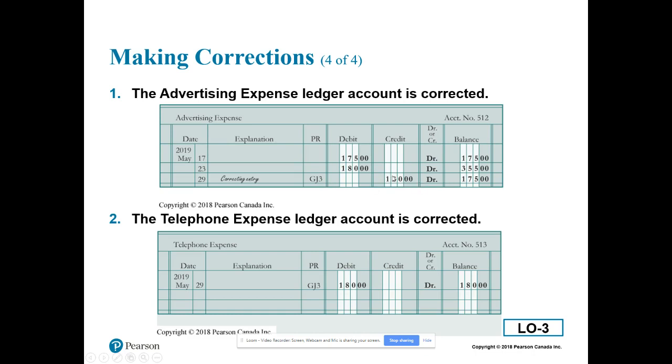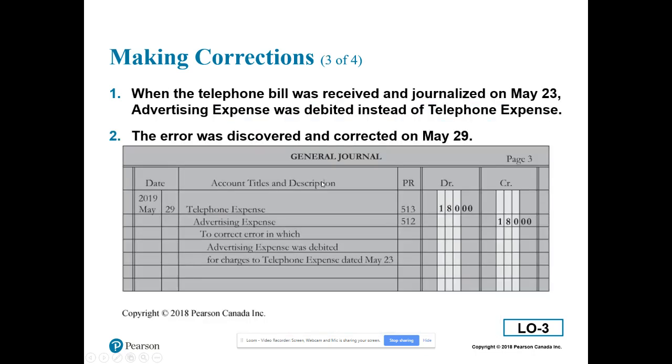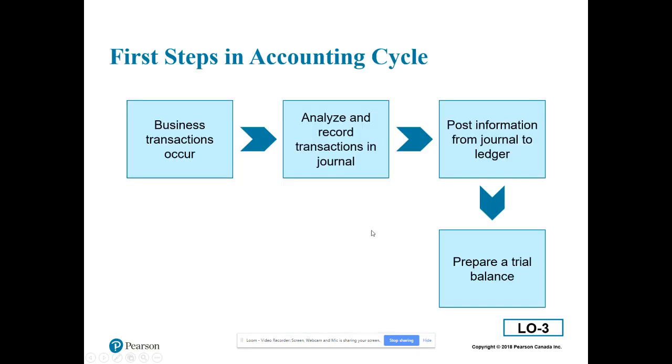So there's an adjustment. I say this is a correcting entry. Where did it come from? Came from general journal page 3. Where is it going to? It went to account 512, and then I would move on to the next entry. Okay, hopefully that makes sense.